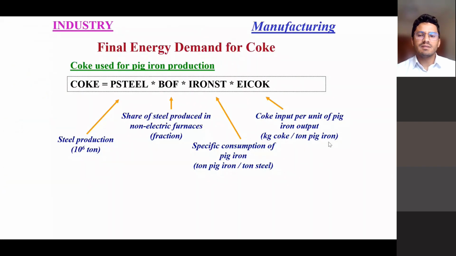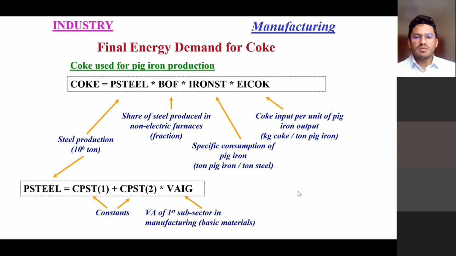Okay, in the next two slides related to coke and feedstock, I will not go into much detail. This is just to show you the formula in case you want to model the demand for coke in your model. You will need the share of steel produced in non-electric furnaces. So we will need this fraction. You will need also the specific consumption of pig iron, which means tons of pig iron per ton of steel, and coke input per unit of pig iron output. And with this, you will be able to calculate the demand of coke.